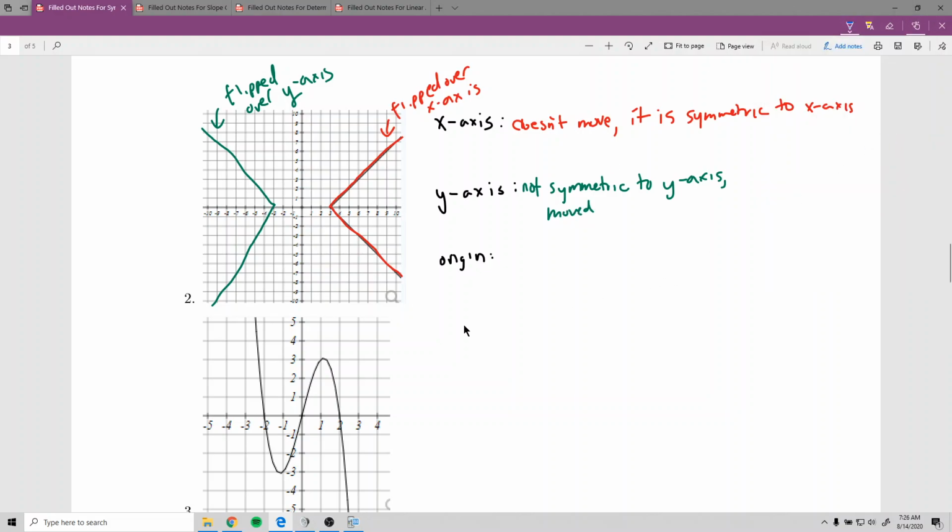And finally, the origin. I'm going to do the same thing as before. I'm going to take my picture after I flipped it over the x-axis, which is the same as the original. And then if I flip that over the y-axis, I would get exactly where I flipped over the y-axis before because I'm flipping from the same spot. So once again, it moved, which means it's not symmetric to the origin. And so this one happens to have one symmetry, and it's the x-axis.